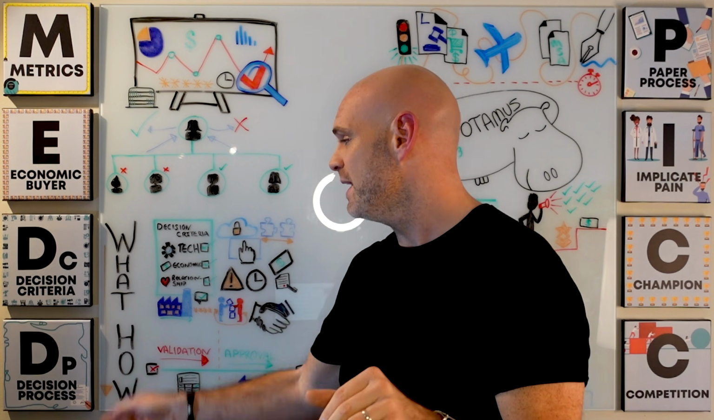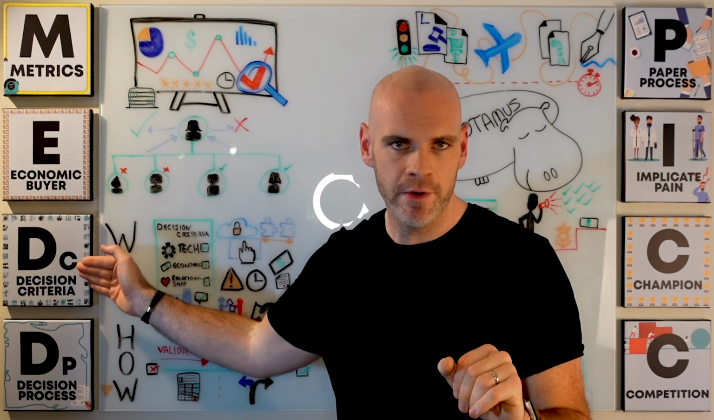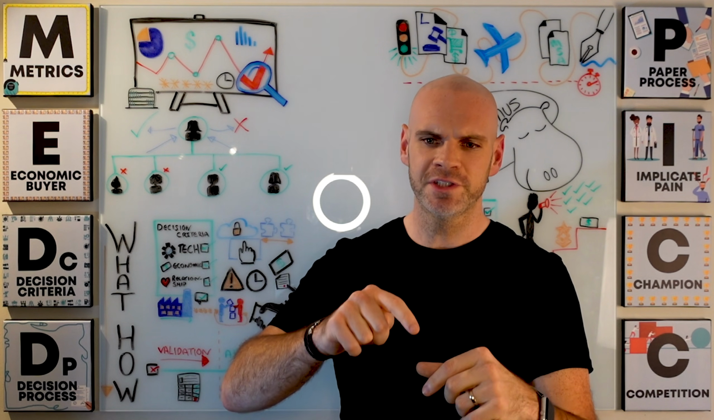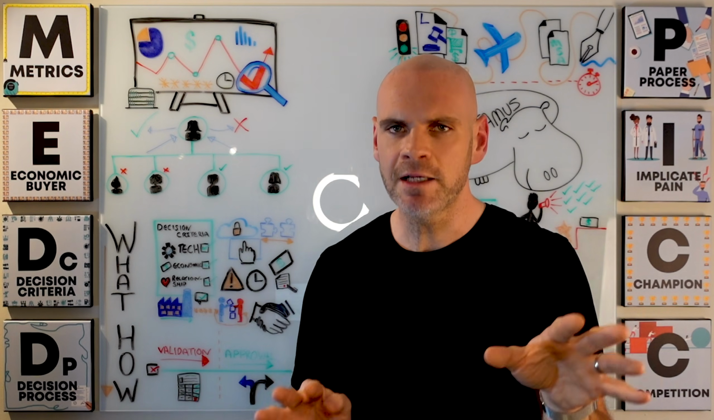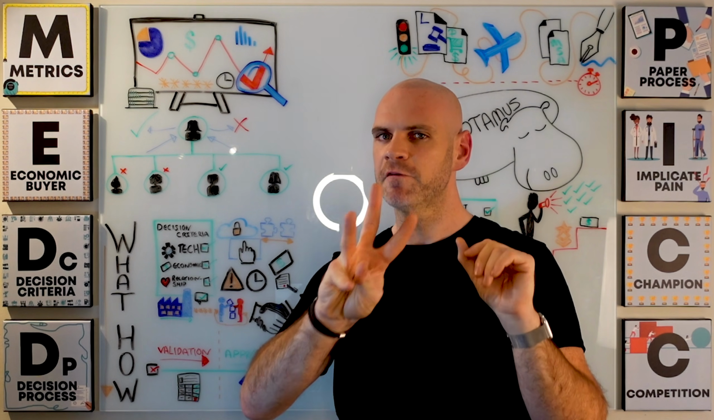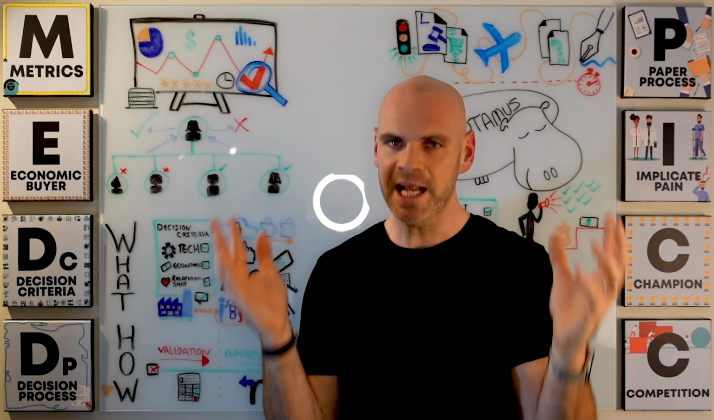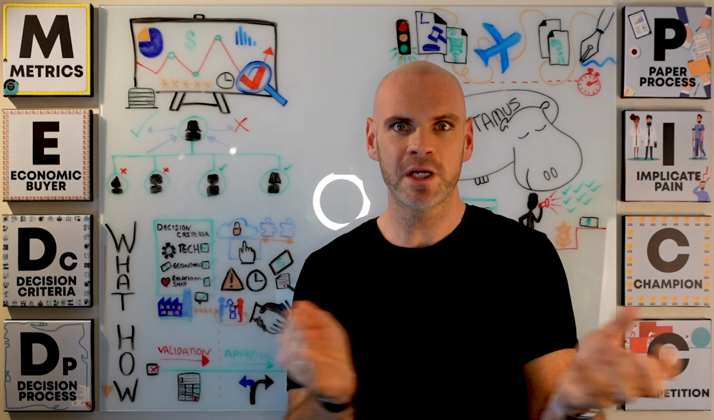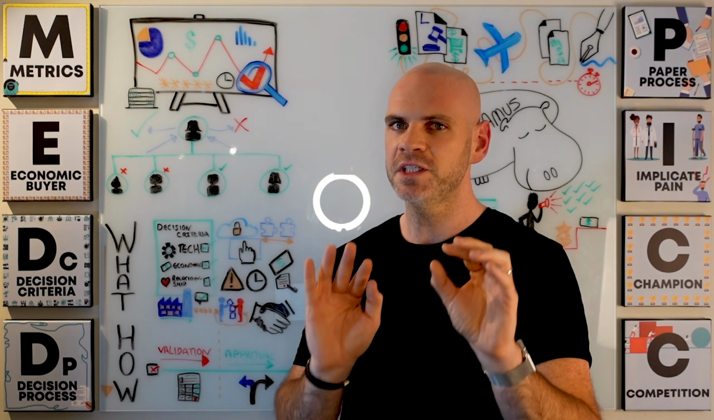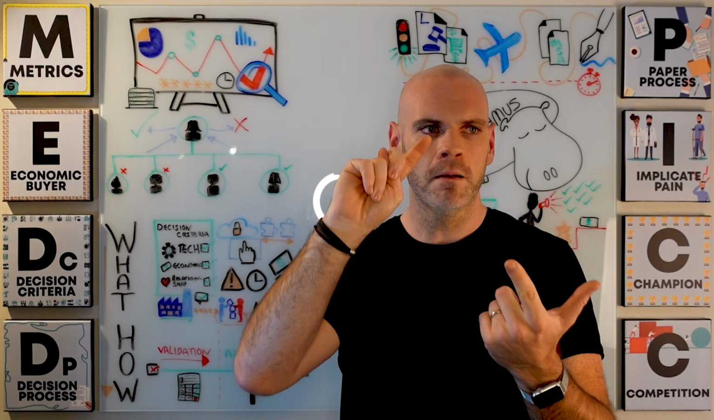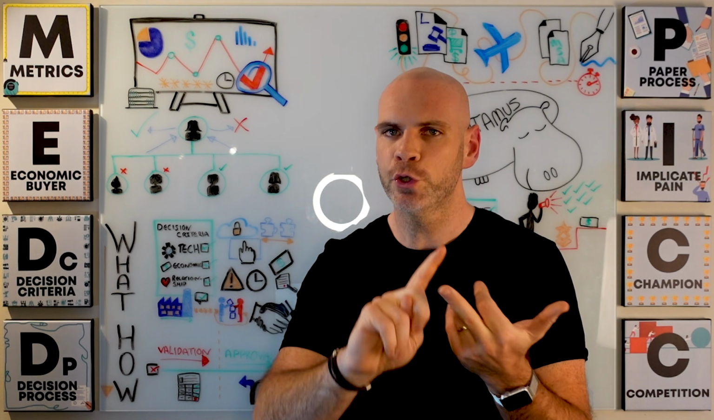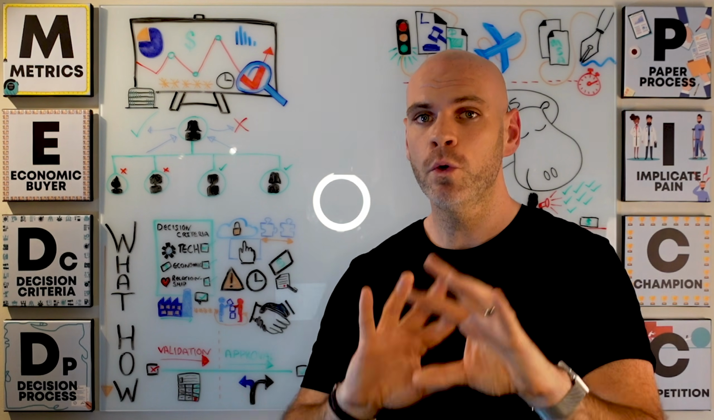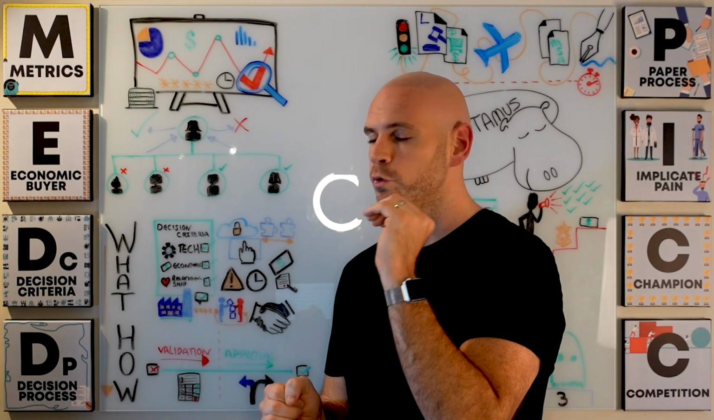Okay, the next part of MEDDPICC is the decision criteria. This is the criteria in which the customer is going to make their decision. It sounds much easier than it is. It breaks into three parts. The first is the technical criteria. This fundamentally is, can your solution do what your customer needs it to do technically? But not just that, it's also going to come under infrastructure criteria, security criteria, interface criteria, integrations criteria, all that kind of stuff will come under the technical criteria.